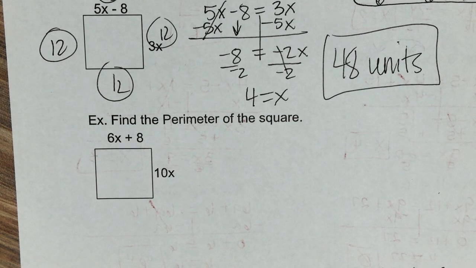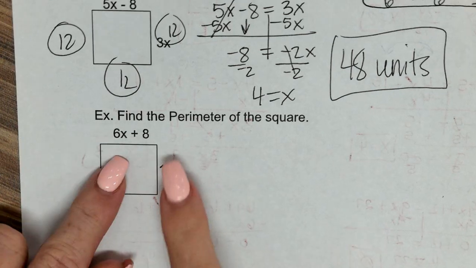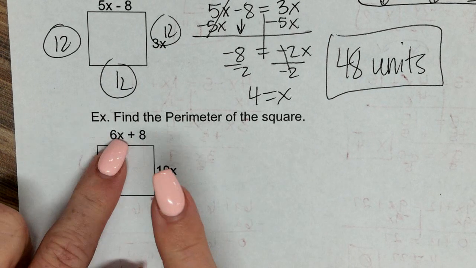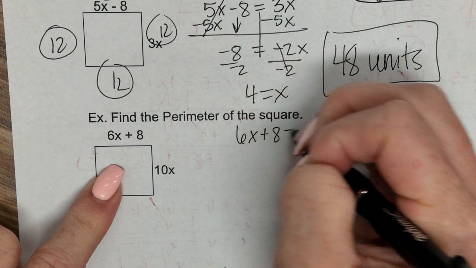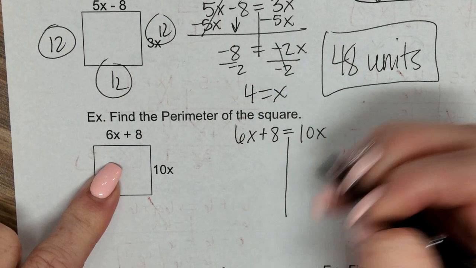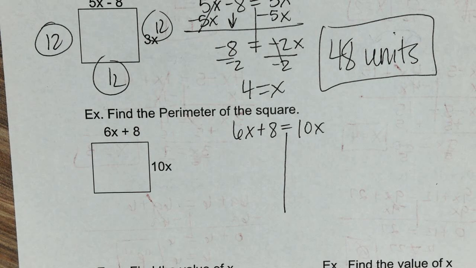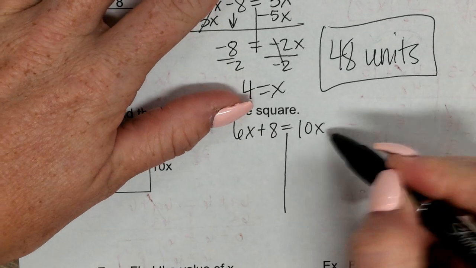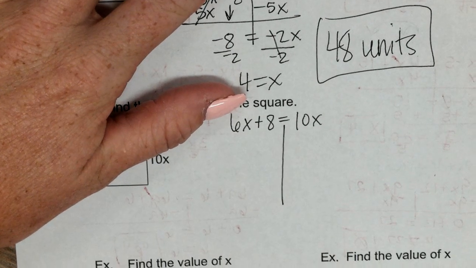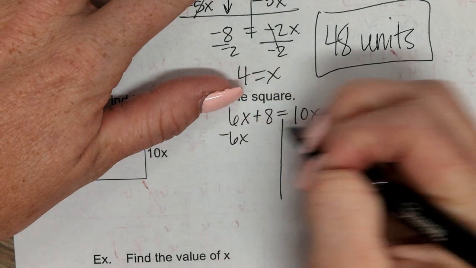Okay, look at the next one. What does it want us to find? Can I find x because all sides are the same? So can I set these equal to each other? Yes, so I have 6x plus 8 equals 10x. Which way do y'all think I should pull? The 6x to the right or the 10x to the left? I'm going to go to the right because there's nothing else over here that I would have to get rid of. So minus 6x.